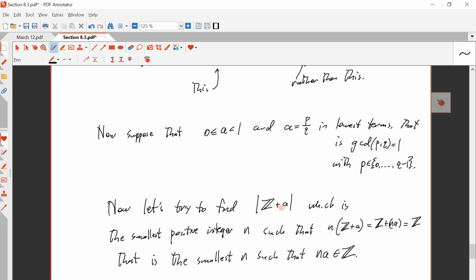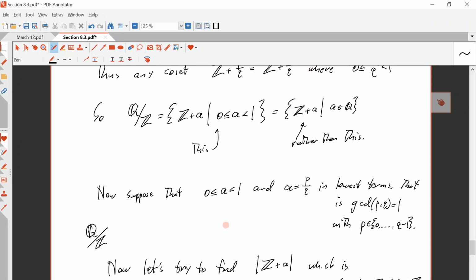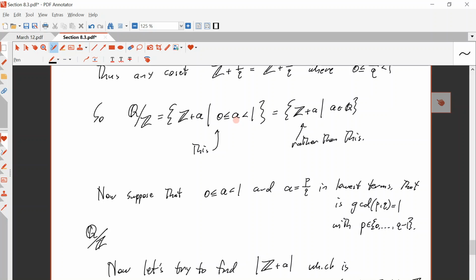Let's try to find the order of Z plus a. So Q mod Z, that's an infinite group. It's any rational number between 0 and 1 you can pick to give you a coset. So it's an infinite group.